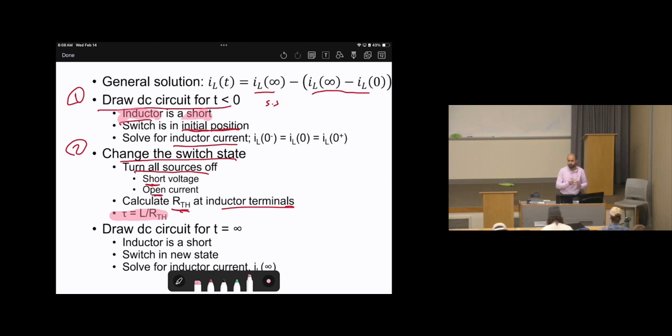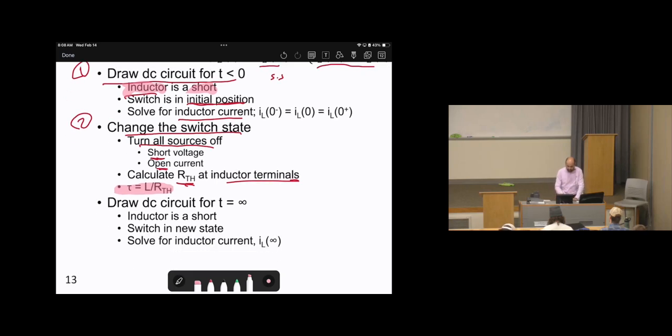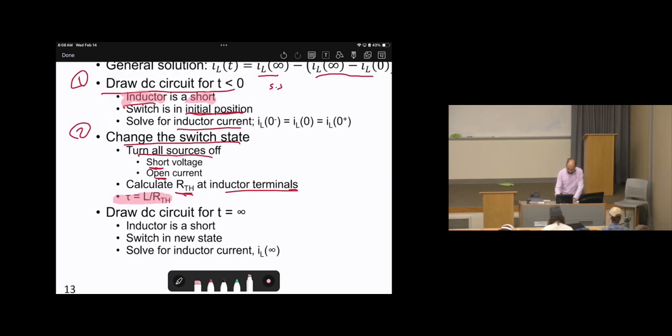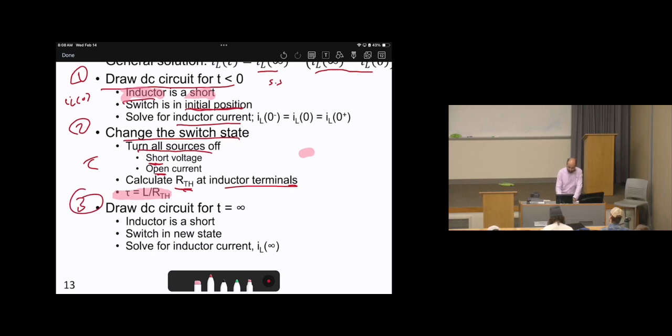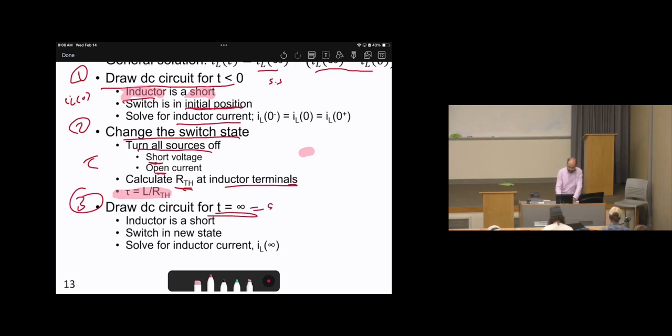So currents are the opposite of voltage. Inductor is the opposite of the capacitor. Series is the opposite of parallel. Okay? Then with step number 2 we calculate tau, and step number 1 is for IL of 0. Then step number 3: draw for t equals infinity, or at 5 tau.